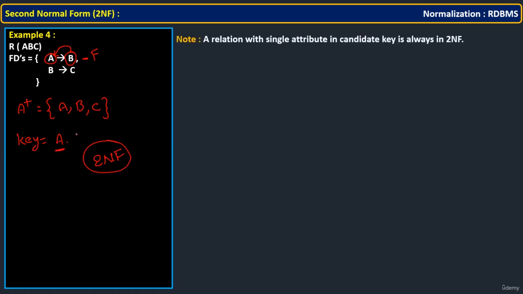This relation is automatically in the second normal form because the key has only one attribute. So very importantly note down: a relation with a single attribute in the candidate key. Candidate key is nothing but primary key, right? So if the primary key has only one single attribute, that is always in the second normal form. You need not do anything actually. So always, immediately after finding the key, observe whether it has one attribute in the key or more than one attribute. If it has one attribute, then finalize that it is already in the second normal form. If it has more than one attribute in the key, then you have to do the process whatever we did.